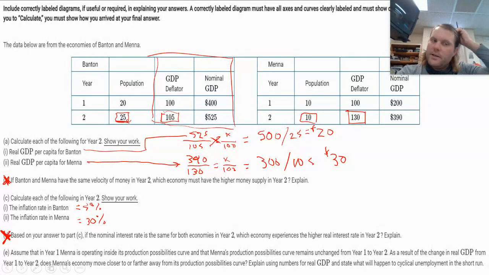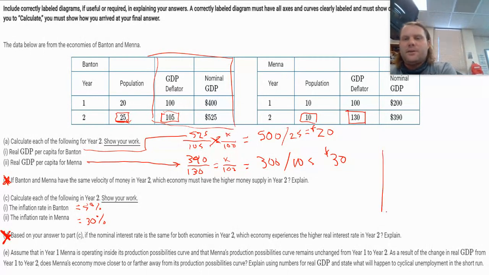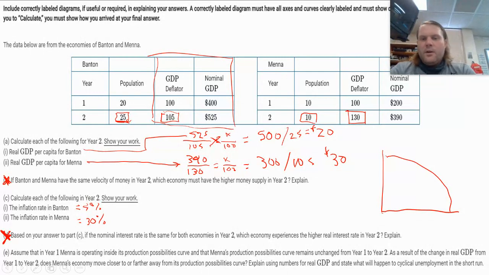All right. Now, the last one, they tie into our production possibility stuff. It says that MENA is operating inside its production possibilities curve. So that means that they have some unemployment. Okay, so that's MENA there. And it remains unchanged. That means it's staying put. Their resources stay the same. As a result of the change in real GDP, our GDP for MENA changes from 200, and now our real GDP is 300. So it increased. Okay, so we're producing more stuff, we're using more resources.